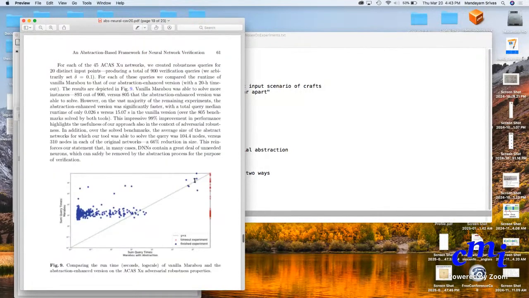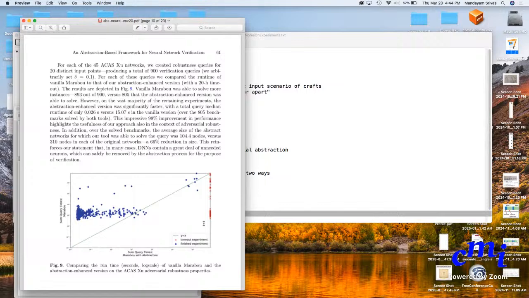Let me show this one here. I just have a quick question. Why do you think that there were 900 different benchmarks? Now, the vanilla Marabou, this is a question that I'm asking the class, I want to hear from them. See, it completed all 900 of them, whereas with abstraction, it failed to complete some 80 of them.